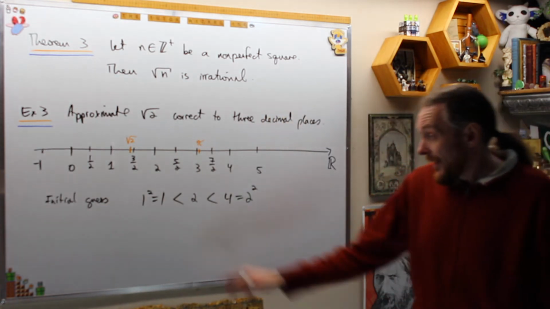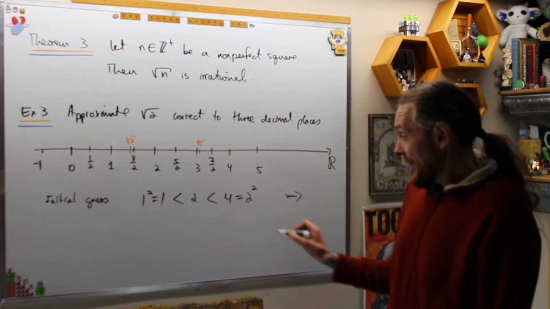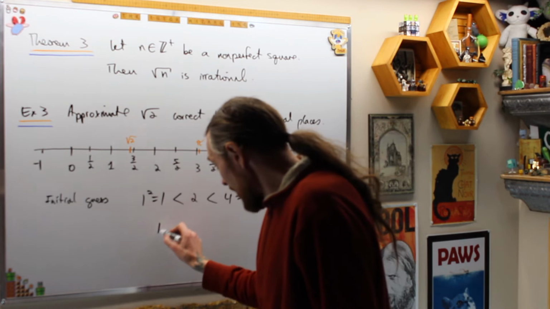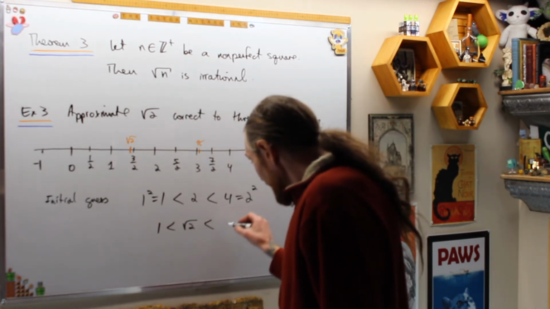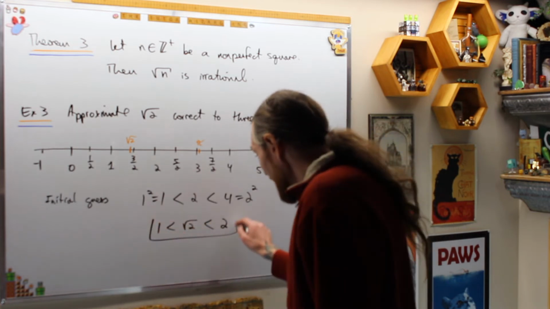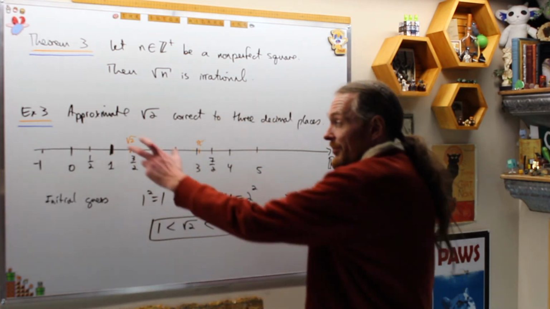4 is a perfect square and 1 is a perfect square. Now if I square root all of these, then what I'm going to get is the square root of 1 squared is 1, is less than the square root of 2, is less than the square root of 4, which is also 2. So I now know that my irrational number is between 1 and 2.